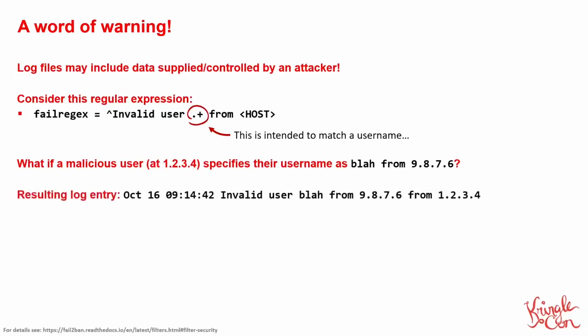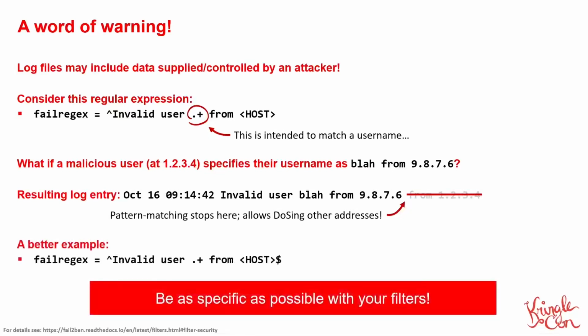However, with the above regular expression, the pattern matching stops here. This means that fail2ban thinks that this particular malicious log file entry has actually come from 9.8.7.6. With this particular regular expression, an attacker can trick fail2ban into thinking that malicious activity is actually coming from a different IP address, causing that IP to be blocked, and in effect undertaking a denial of service against that particular IP. The solution is to be as specific as possible with your filters.